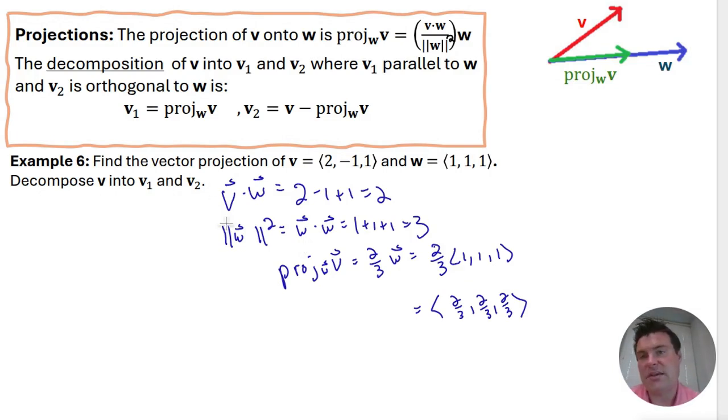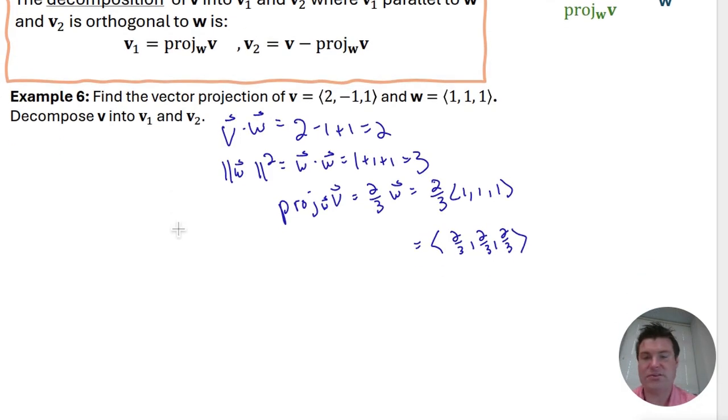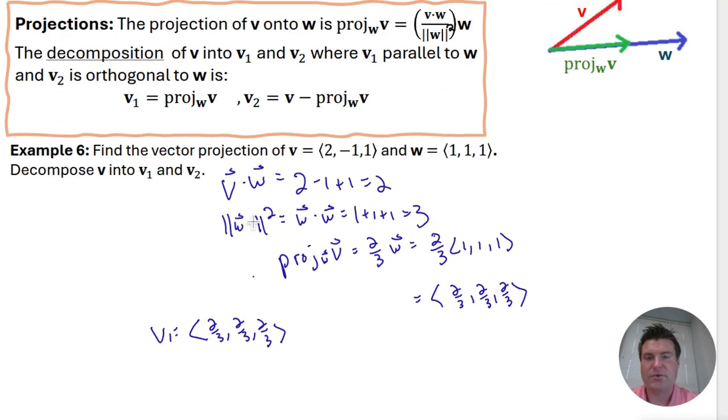Okay, let's get to the decomposition part. So we can decompose this vector V into V sub 1 and V sub 2, where V sub 1 is parallel to W and V sub 2 is orthogonal to W. So V sub 1 is just the projection, so that one is pretty straightforward. Because V sub 1 is parallel to W, it's going to be the same thing as the projection. That's exactly what we just did.